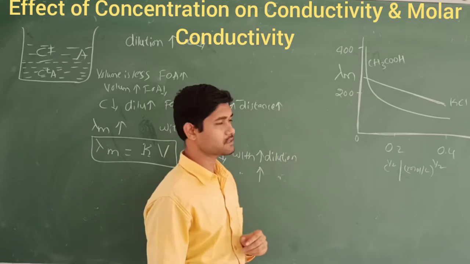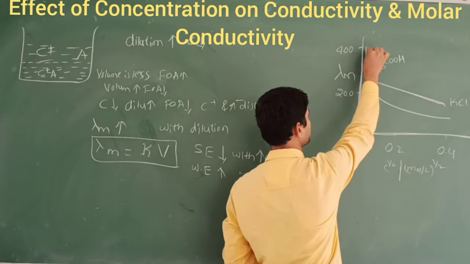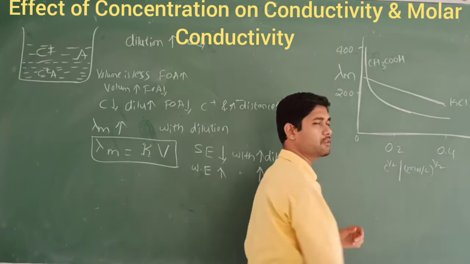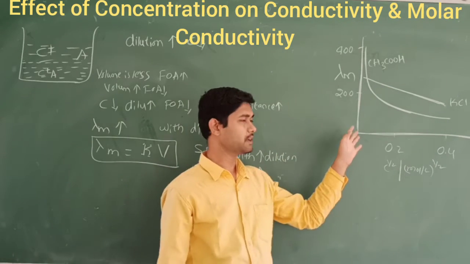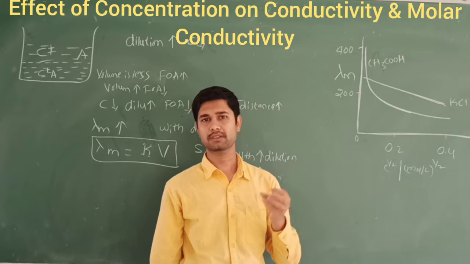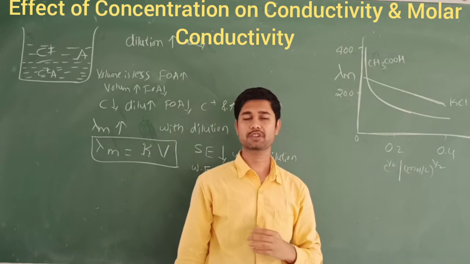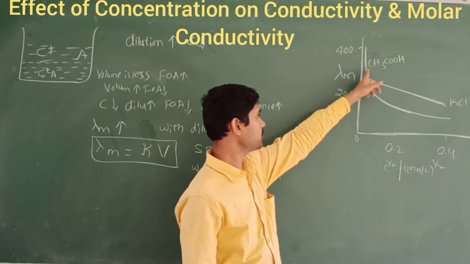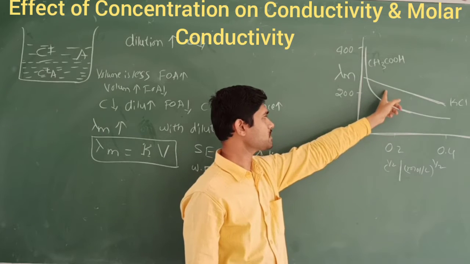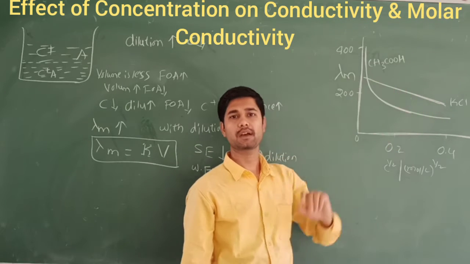What about acetic acid? There will be a sharp decrease in the molar conductivity when you add dilution, because a weak electrolyte means partial dissociation will take place. If you add further dilution, the degree of dissociation goes on increasing. So that's why we see a very sharp decrease here, but a gradual decrease in the strong electrolyte.